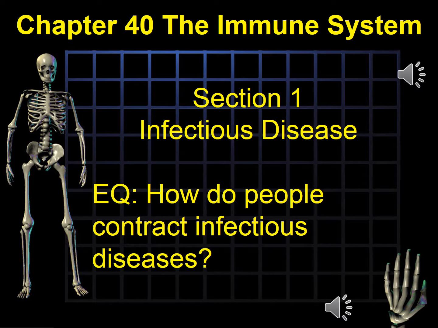Okay, so right now, chapter 40 is on the immune system. It's section 1, infectious diseases. This video will cover section 1 and section 2. Your EQ for this, and they are fill-in notes, so go ahead and use the fill-in note paper that you're going to be getting. The EQ for this one is: how do people contract infectious diseases? We're going to go into how it is that you get an infectious disease.